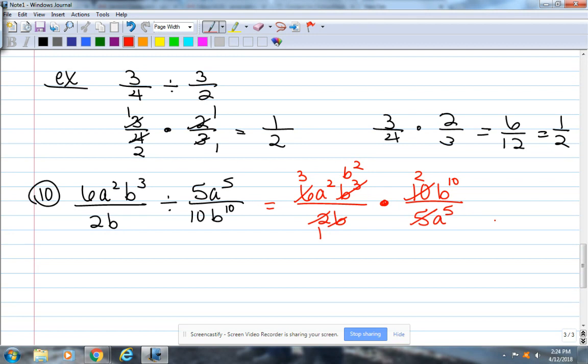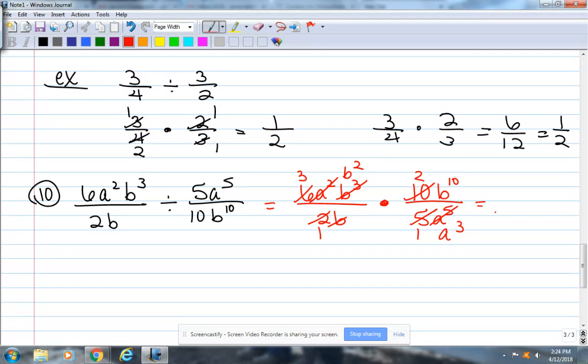Then you can look diagonally. I didn't put my 1. The 3 and the 1 won't reduce. What about an A squared and A to the 5th? Well, I'll subtract them. And get what? A to the 3rd, top or bottom? Bottom. Big kids on the bottom. And then that's all for that diagonal. So this way, can't do anything there. So now you're ready to multiply across.